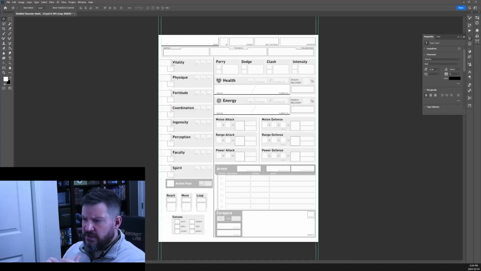As you can see, we actually have 8 separate stats in Colonial Born: vitality, physique, fortitude, coordination, ingenuity, perception, faculty, and spirit. The way that I rationalized how to do this was that I wanted to separate some of the key elements that other games attach together. People tend to connect vitality and physique together into some uniform strength or physical stat, and I wanted to decouple those a little bit.